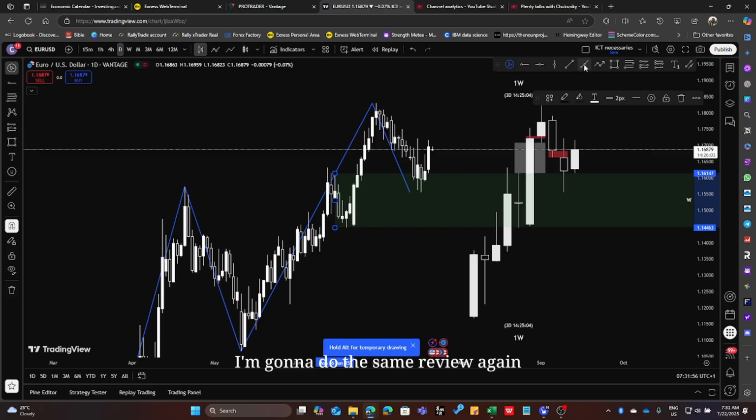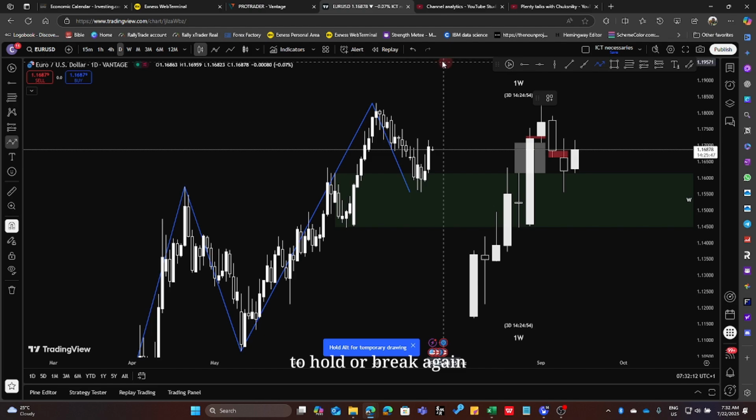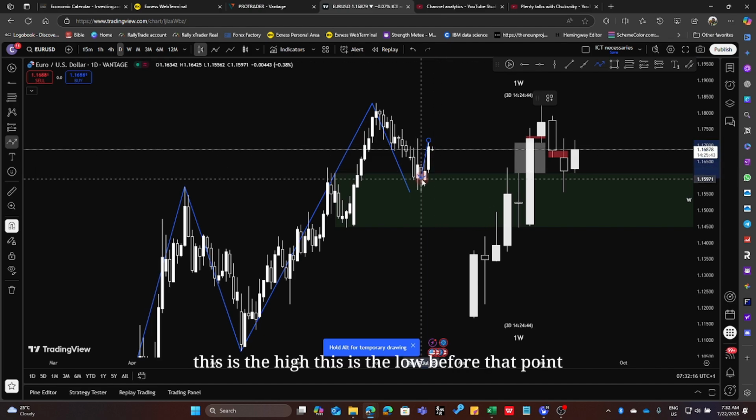Now on the daily, I'm going to do the same review again. The whole setup. Draw structure, check the Fibonacci placement, and then look if you have good zones in the right area and watch the credibility of those zones to hold or break. Again, we're going to draw from here. This is the high. This is the low before that point.